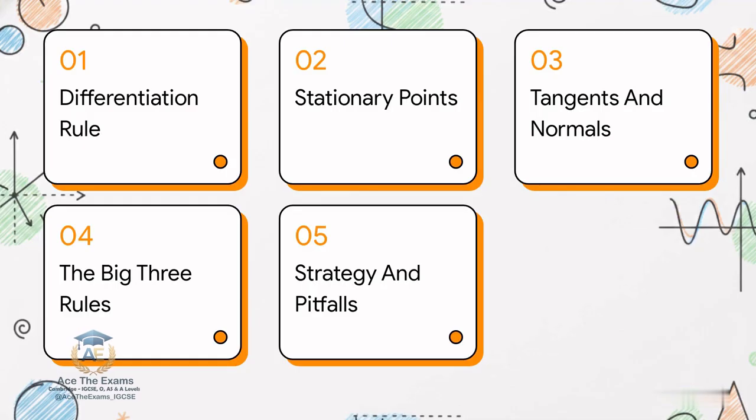Okay, here's our roadmap to ace this topic. Number 1, the differentiation rule. 2, finding stationary points. 3, tangents and normals. 4, the big 3 rules. And finally, number 5, exam strategy and pitfalls.